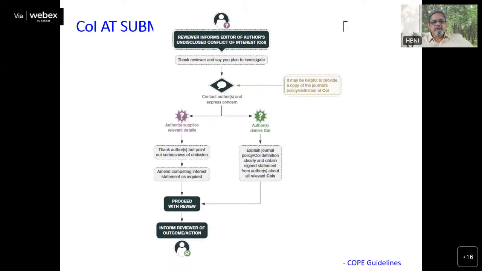First, the reviewer informs the editor of that manuscript that the author may have an undisclosed conflict of interest. So what does the editor do? He will thank the reviewer, and then he will start his investigation. First he will contact the author and express concern that, look, there could be a certain conflict of interest here. And then there are two things which are possible after that.